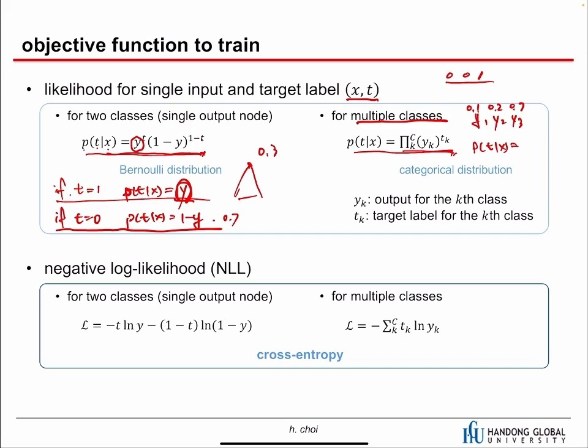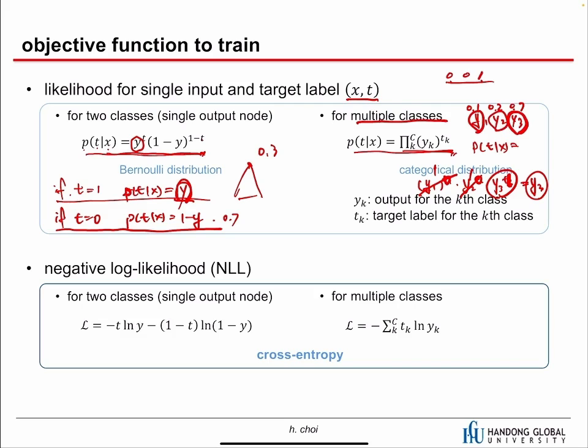Look at this equation. When we have three classes, it looks like y1^t1 times y2^t2 times y3^t3. And we assume that the label is the third class. So first one is the 0, and second is 0, and the third one is 1. And this one is 1, and this one is 1, and this one is y3. So it means the probability of the third class is y3, and the probability of the first class is y1. Probability of the second class is y2.